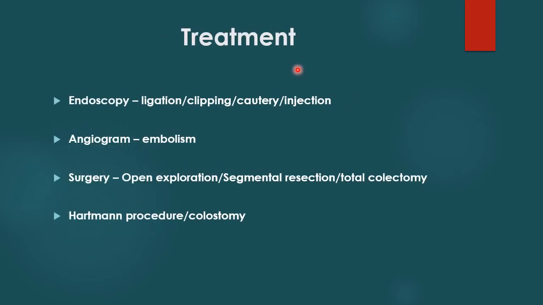Treatment of lower GI bleeding. Endoscopy is a very important tool for the control of bleeding in lower GI bleeding. Once the bleeding points are identified, it can be ligated, or it can be clipped, cauterized, or even injected to stop further bleeding. It is done in a large number of patients. Increasingly, more and more patients are being treated with this type of treatment.